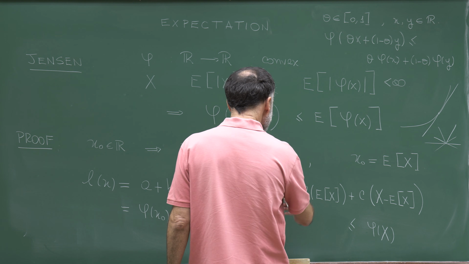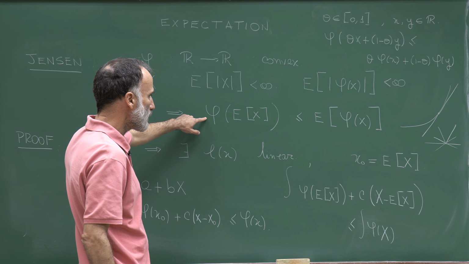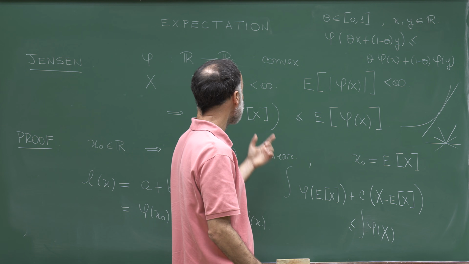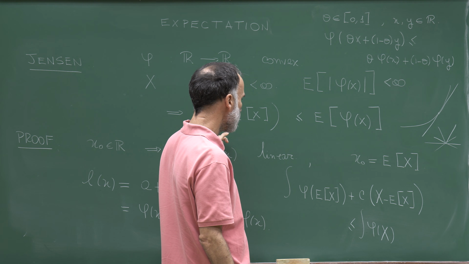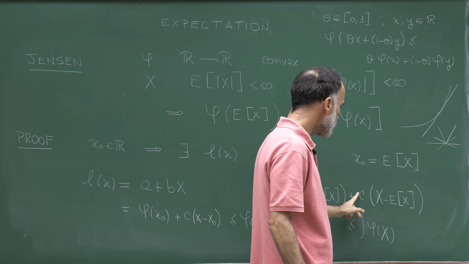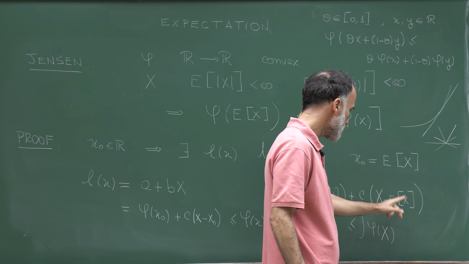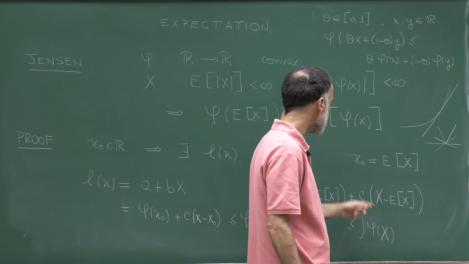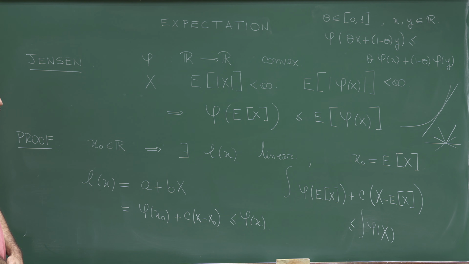So by taking the integral on both sides of this inequality, I get exactly this inequality because the integral of a constant with respect to a probability measure P is equal to that constant. So I get here phi of the expectation of X. The integral of this second piece is 0 because I'll get c times the expectation of X minus the expectation of X. And on the right-hand side, I'll get the integral of phi of X, which is the expectation of phi of X. And therefore, this completes the proof of Jensen's inequality.